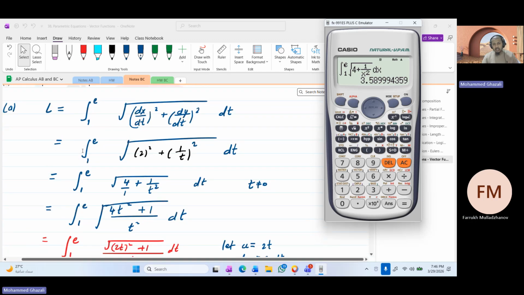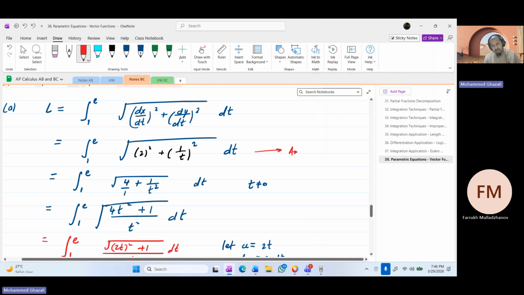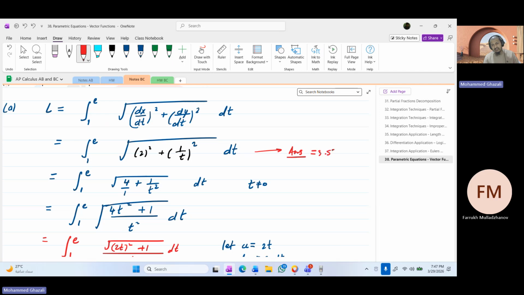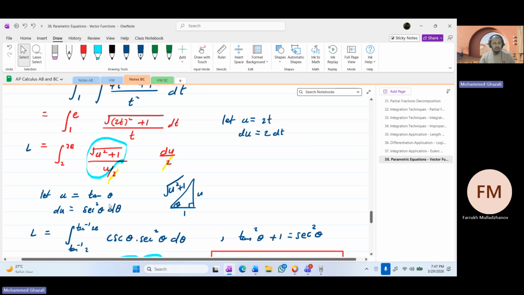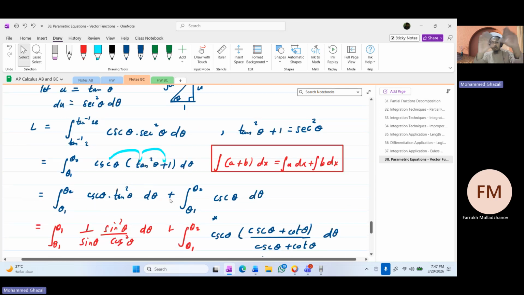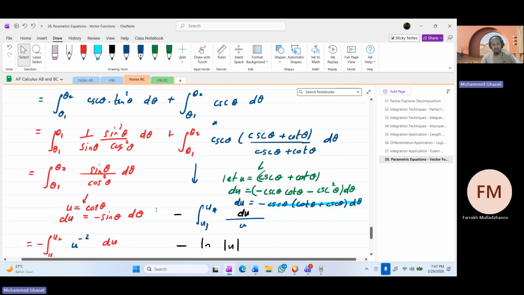So you can see, you need to double check your answer here. We got 3.5899, approximately 3.59, and we got this exact same answer. We went through this whole long process to do something like this.